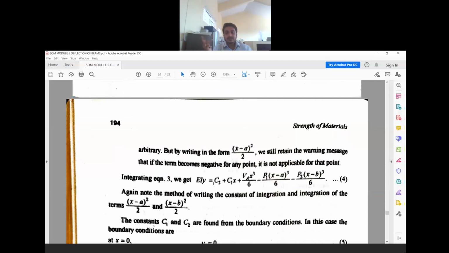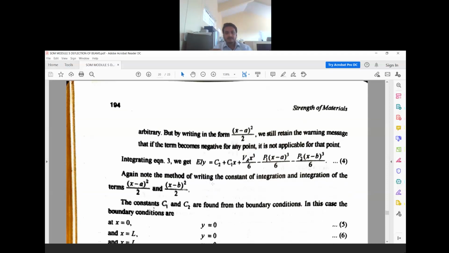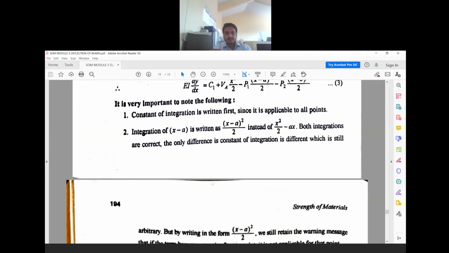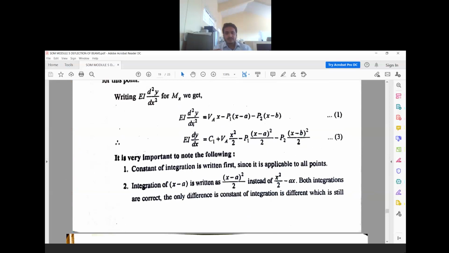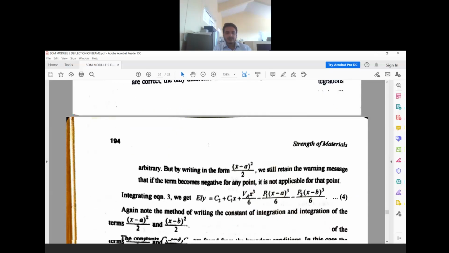So if the x minus a portion is positive, we consider it. If the x minus a portion comes negative, we discard that portion. Okay, so your integration will become, so x minus a whole square by 2, x minus b whole square by 2, once the integration is done, so integrated once. So this is the equation what you will get after integrating once.